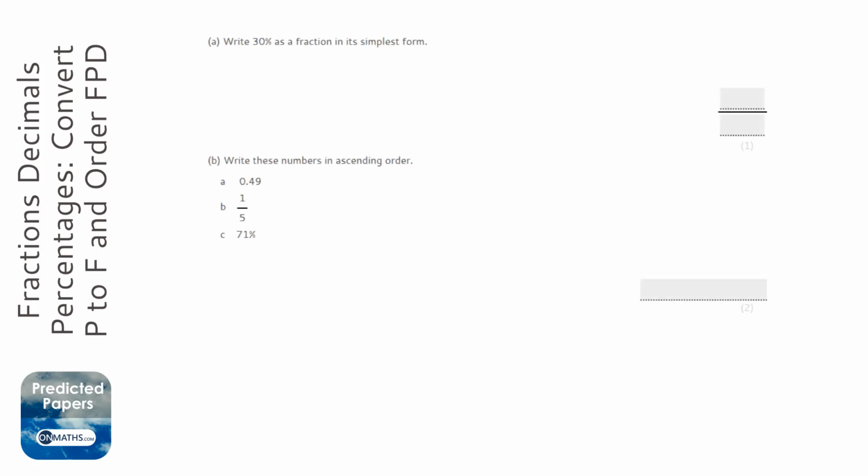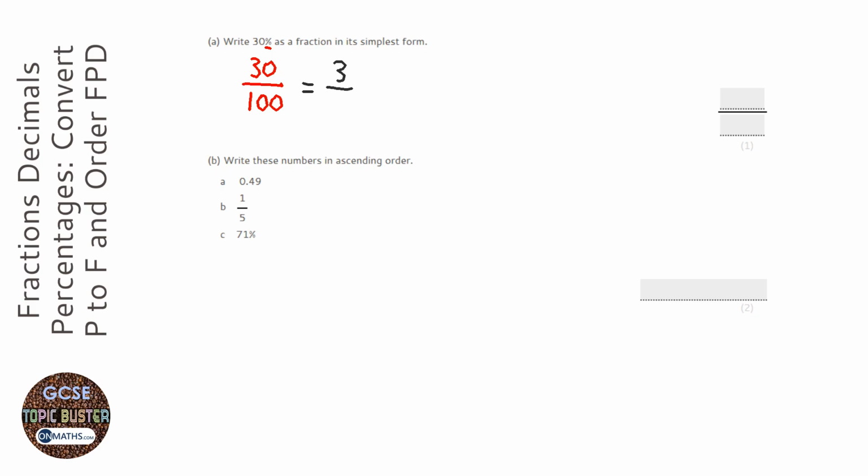So to convert a percentage into a fraction, you just need to remember that percent means per 100. So that percentage sign there just means per 100. So it's 30 per 100, or 30 over 100. Then we need to simplify that. So we're going to divide by 10, and we get 3 over 10. So the simplest version is 3 over 10.